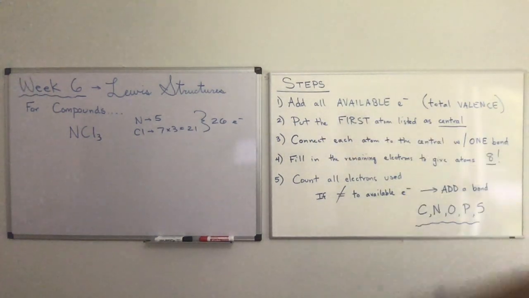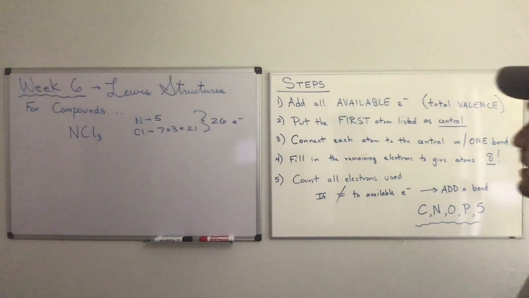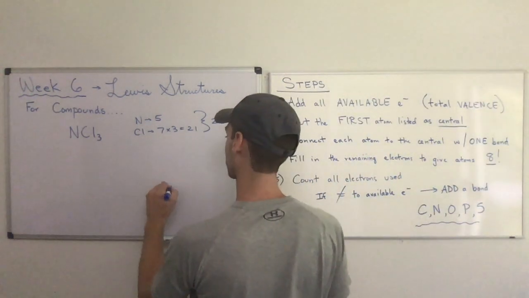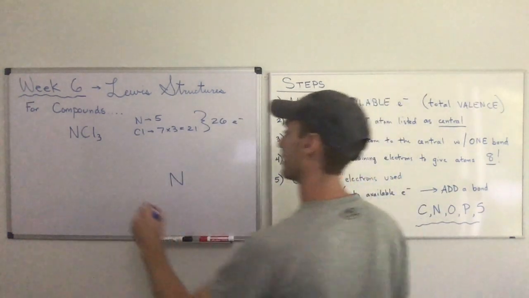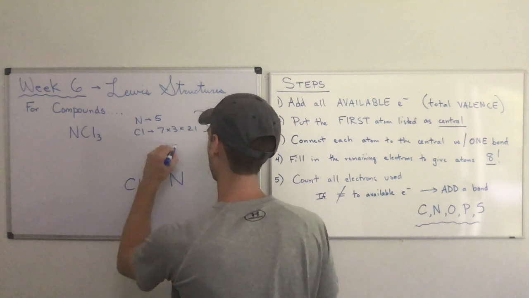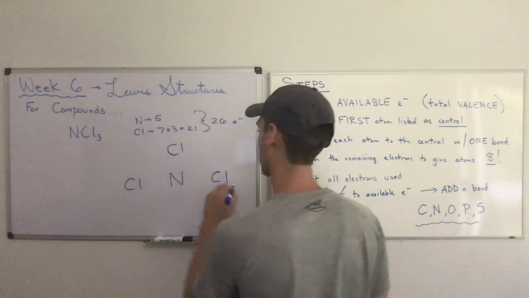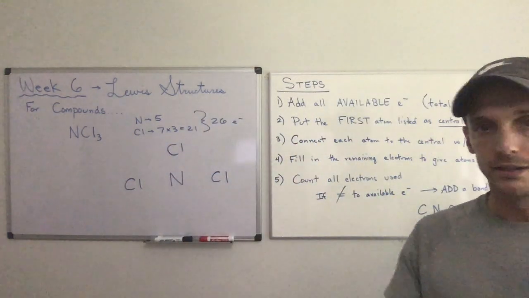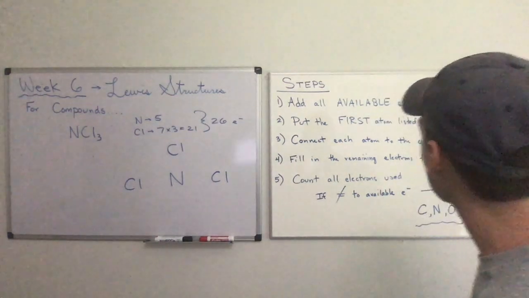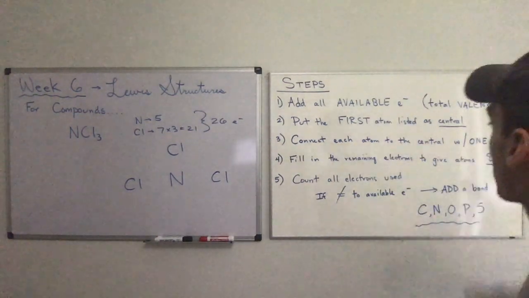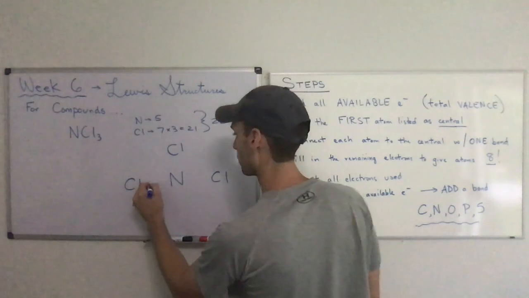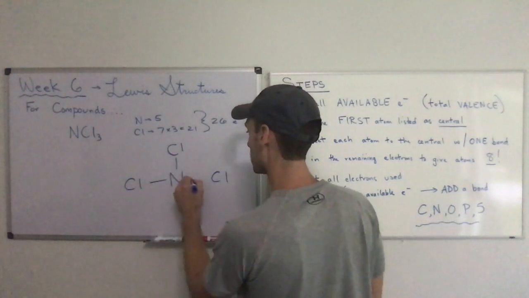And then go into number 2. Put the first atom listed as the central. So we'll put nitrogen there, and then I'll just put the chlorine around it like that. It really doesn't matter how you arrange them. But then connect each atom to the central with one bond. One bond, one bond.